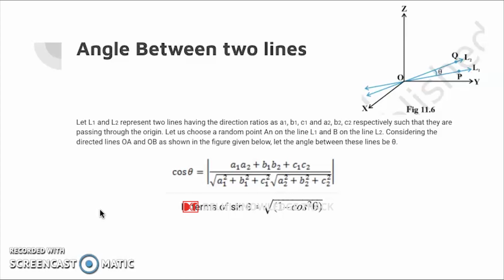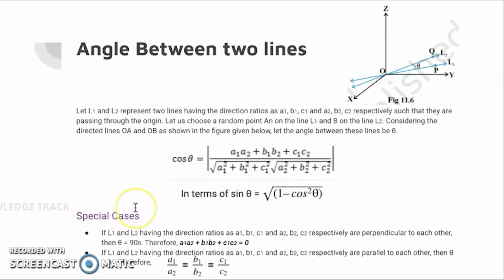Let us choose a random point on line L1 as A and on line L2 as B, considering the directed lines OA and OB, as shown in the figure given below. Then the angle between these lines, theta, in the form of direction ratios will be cos theta is equal to mod of (a1 a2 plus b1 b2 plus c1 c2) divided by under root of a1 square plus b1 square plus c1 square into under root of a2 square plus b2 square plus c2 square. And we can derive sin theta also. As we know, sin theta is equal to under root of 1 minus cos square theta. In this also, there are two cases.